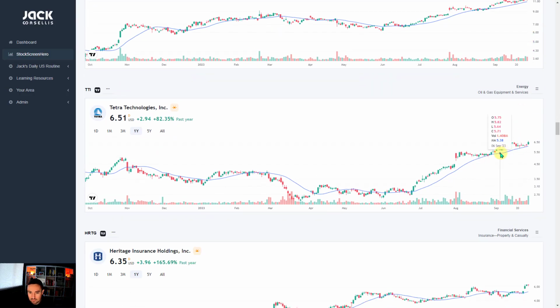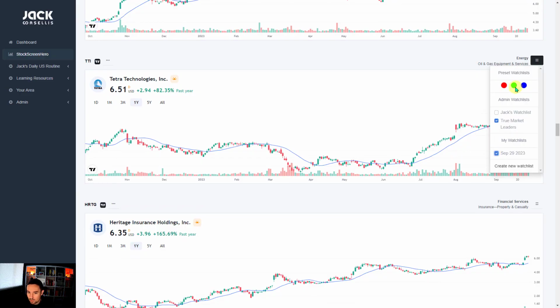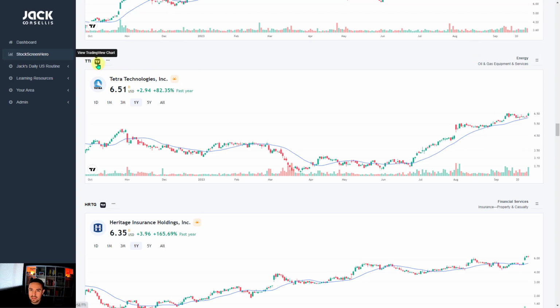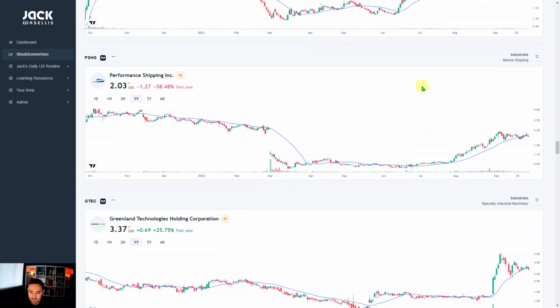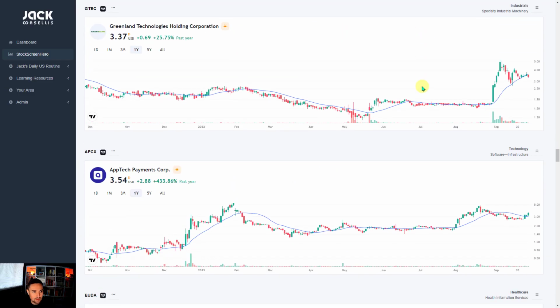TTI. Okay, bounce off the 21 here. Maybe this is one that I want to be looking at, putting in a watch list. I can come here. I can put this into my watch list here, put it in a preset one, create a new watch list. You can then import these into TC2000 TradingView. If I click this button here, it will take me straight into my TradingView charts and the layout that I have there as well. Let's keep going down and see what else I can find.